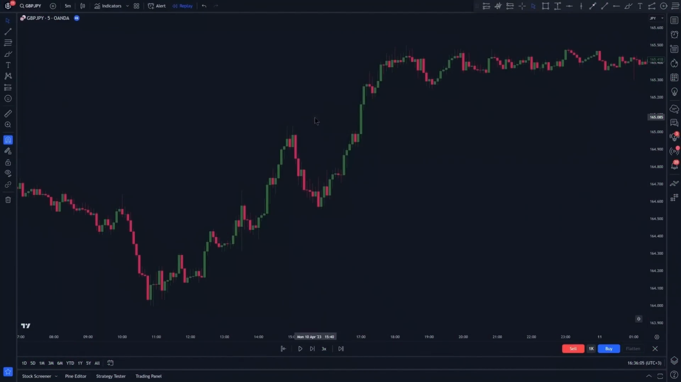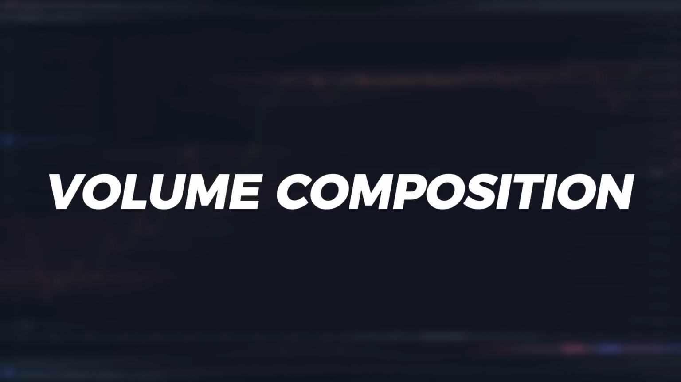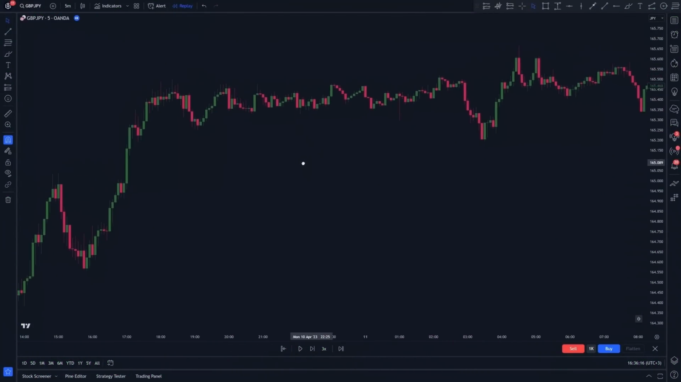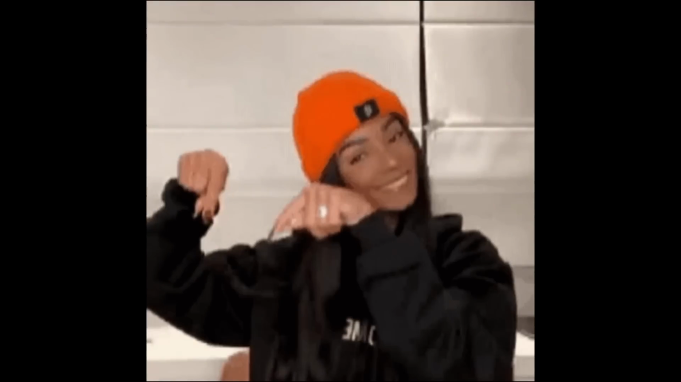Now, as mentioned earlier, this indicator is called volume composition. To use it, first of all, you want to go to TradingView. If you need to sign up, link will be in the description.